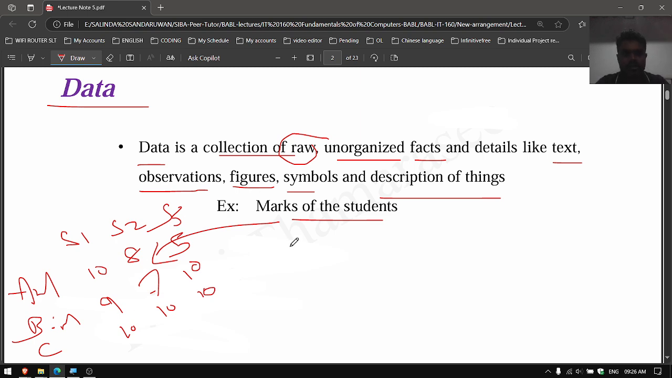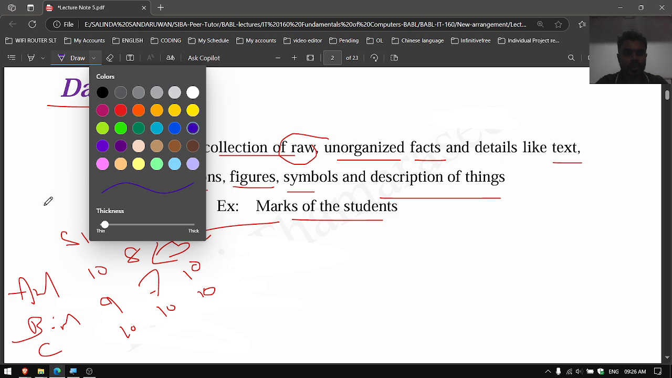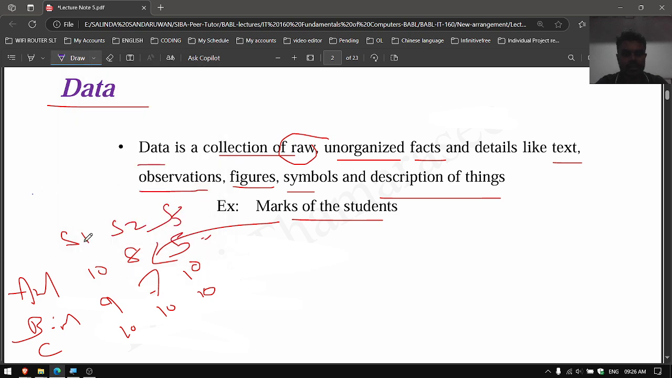You can't calculate who got the first rank, and we can't calculate the best student here. No clue. So what you can do is calculate the total. Before calculating the total, it doesn't make any sense. So this data set is a practical example for data.